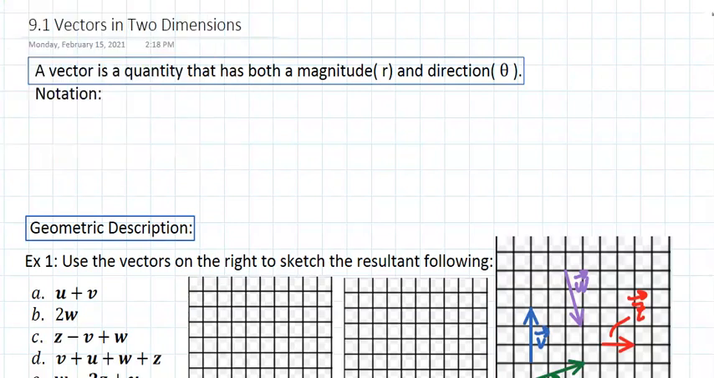Section 9.1 talks about vectors in two dimensions. A vector is a quantity that possesses both a magnitude and a direction. So there are two things we need to maintain for a vector for it not to change. We need to maintain its direction and its magnitude.